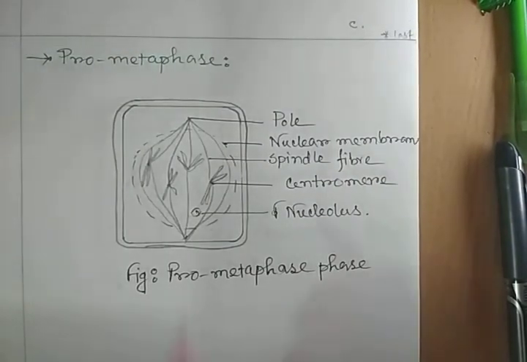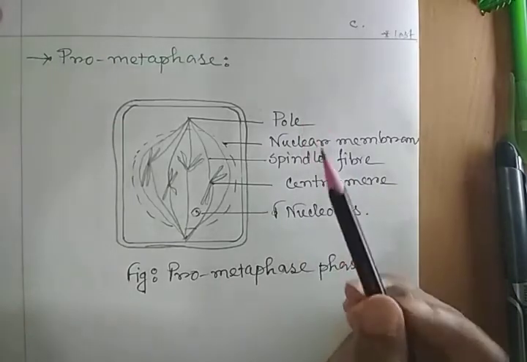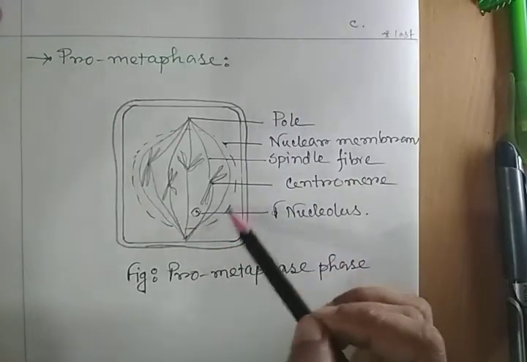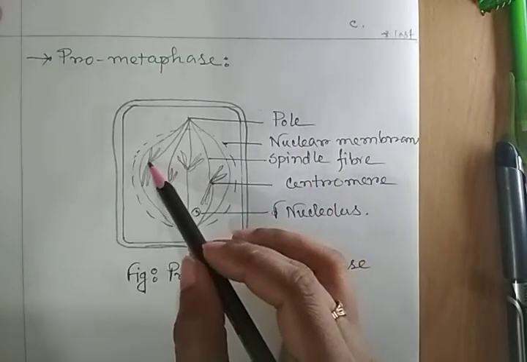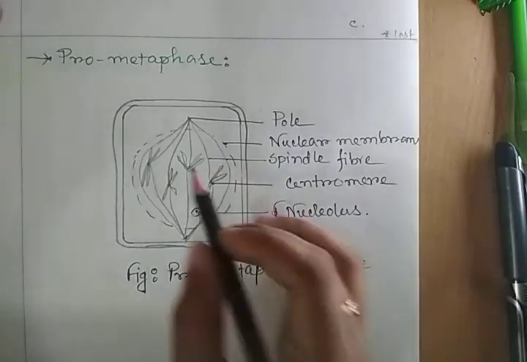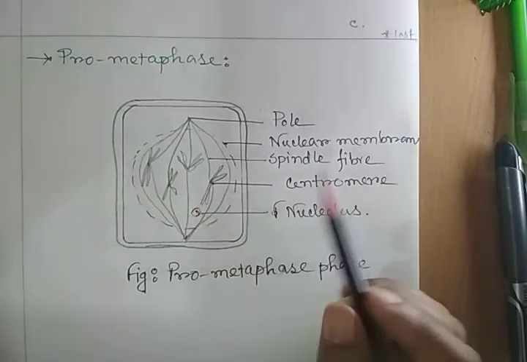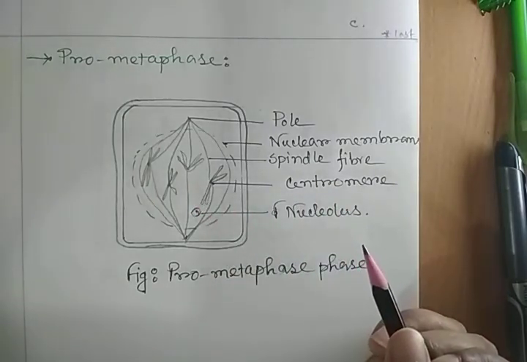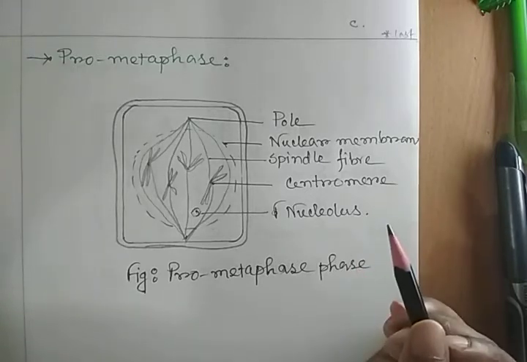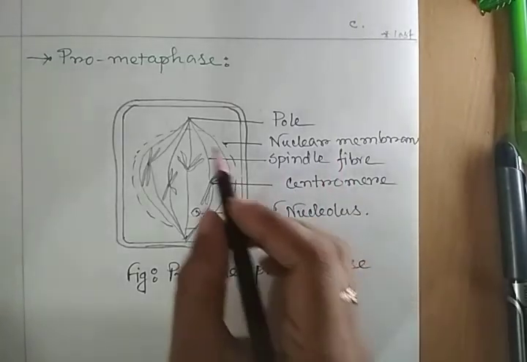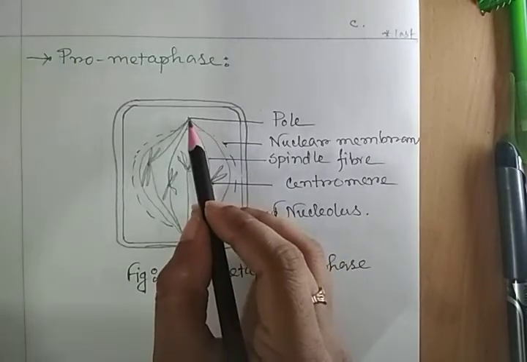Then prometaphase. Prometaphase is the second phase of mitotic cell division. In this phase, the nuclear membrane and nucleolus are absent. So the genetic material, that means chromosomes, remain scattered throughout the nucleoplasm. This scattered genetic material is very necessary for spreading the nuclear material into two daughter cells. Early in this stage, the spindle fibers and the poles are developed.